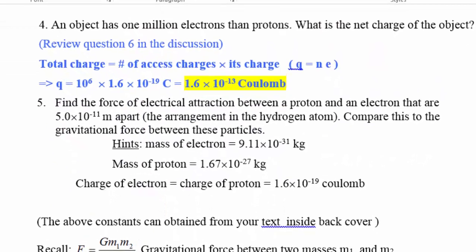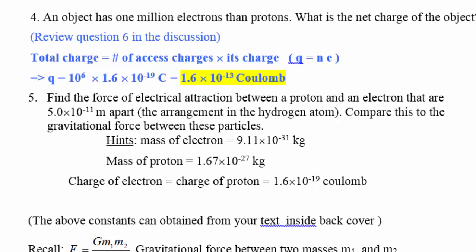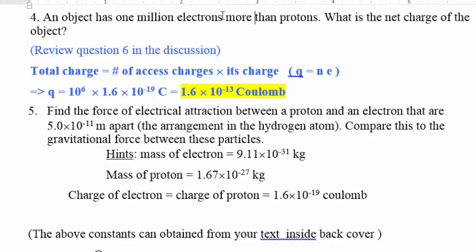This should be similar to question number 4 in the homework exercises, where you are told that an object has 1 million electrons more than protons. What is the net charge of the object? Now recall that in normal conditions, the number of electrons is equal to the number of protons. If one of them exceeded the other, the atom will become charged.